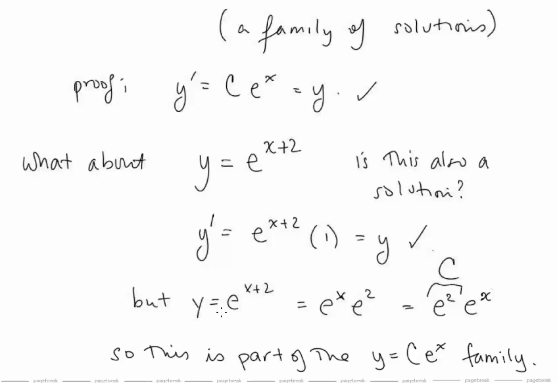But notice y equals e to the x plus 2 can be written as y equals e to the x times e squared, and e squared can be considered our constant c. So actually this solution is part of the y equals ce to the x family.